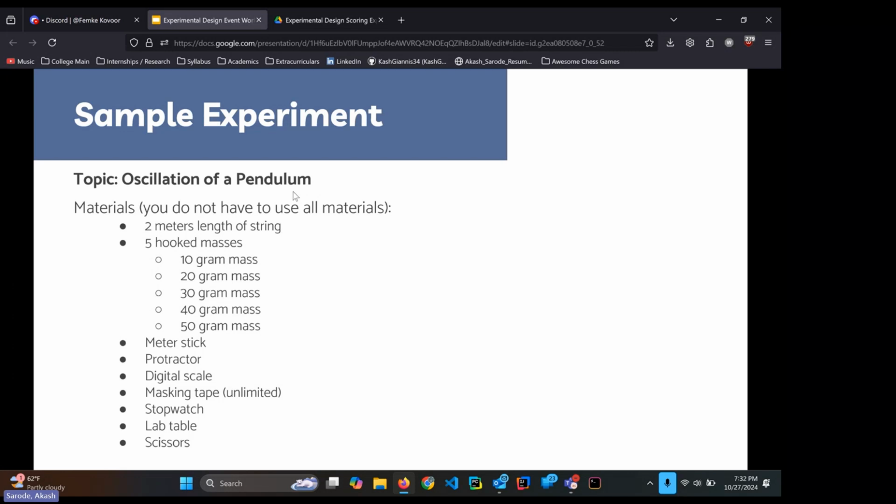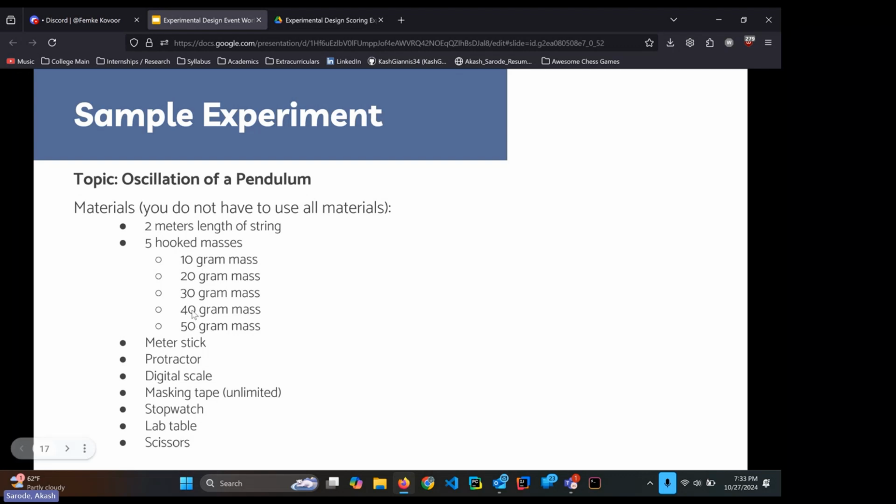And for the IV, if you don't have a good understanding of physics, you may be tempted to look at these masses and think of making your IV the mass of the hook of the pendulum. So basically, you would change out the mass for different IV levels. So maybe you'd use a 10 gram mass and hook it up to the pendulum and measure what the period is, and then do the same for 20, 30, and 40 grams. But the reason that this isn't a good experiment to do is because the mass of a pendulum actually doesn't affect its period.